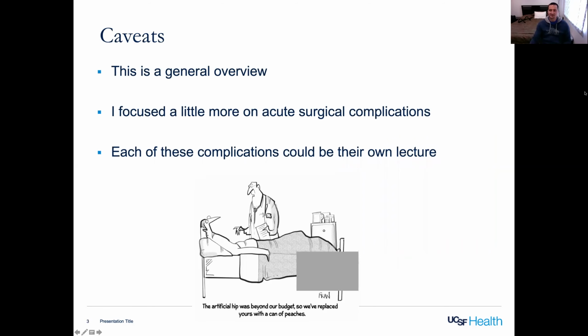Some caveats to this are that this is a broad general overview of complications. And looking back at what we do in core arthroplasty lectures, as well as what we do on the arthroplasty rotation, I actually wanted to focus a little bit more on acute surgical complications because we don't actually talk about that quite as much. And the other caveat is that certainly each of these things could be their own lecture in entirety. So I apologize if we don't quite get through it all, or if there's limited information for each one.